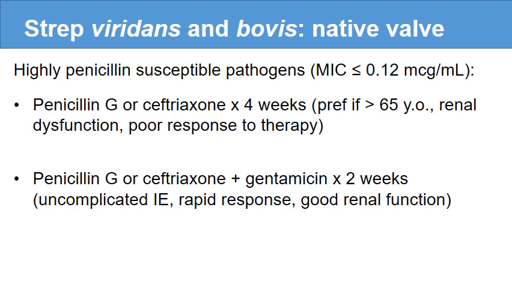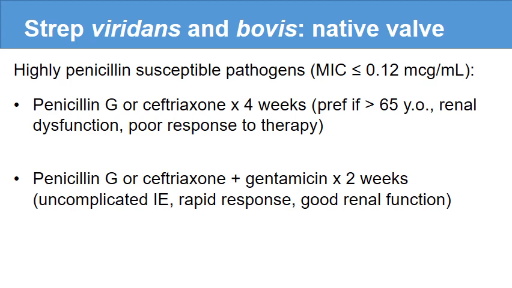Here, for highly penicillin susceptible pathogens, penicillin G is an option. Now that's penicillin G, not benzathine, not procaine, which are different forms of penicillin. The other forms of penicillin can be intramuscular and have a slower release. For penicillin G, we want a very rapid attainment of our target concentrations, and that's why it'll be used for something severe like infective endocarditis. Now you have the option between penicillin G and the third generation cephalosporin ceftriaxone. Typically the treatment course would be for 4 weeks.